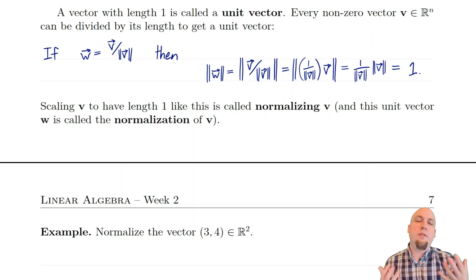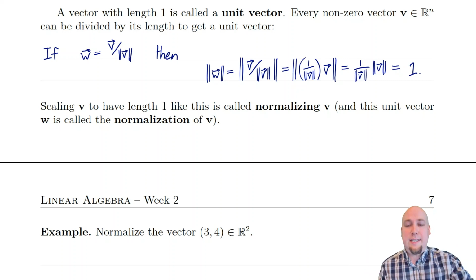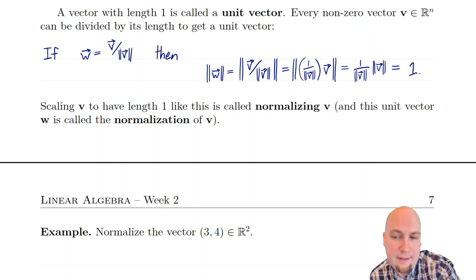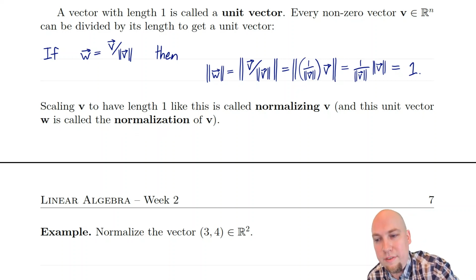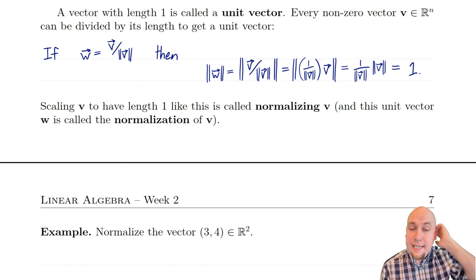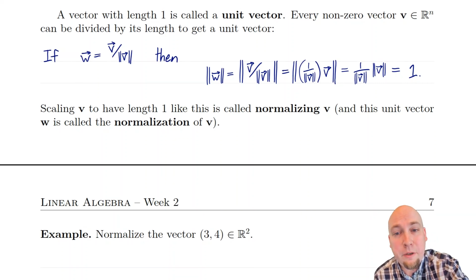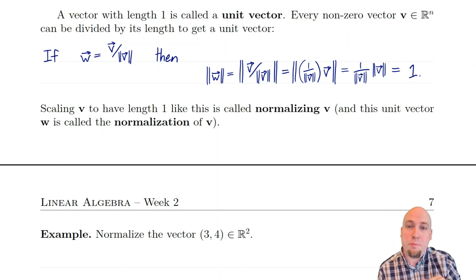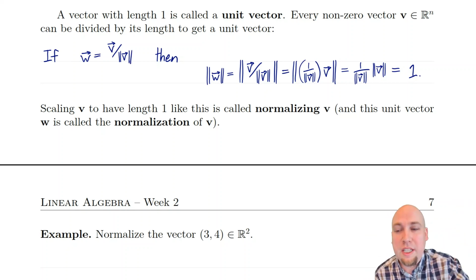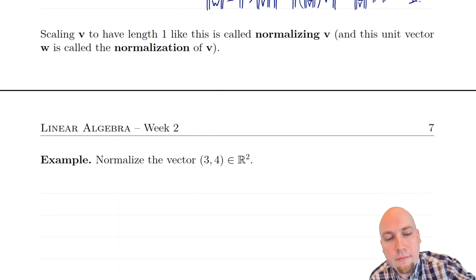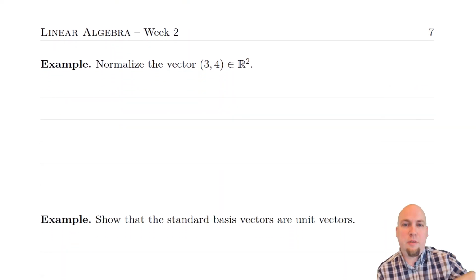Okay, when we take a vector and we scale it to have length 1, that's called normalizing the vector. Rescaling to have length 1 is called normalizing, and the rescaled vector is sometimes called the normalization of the original vector. The idea behind this is that this vector W tells us about the direction of V. It tells us what direction V is pointing in, but it doesn't tell us anything about the length of V. All right, so let's do a quick example to make sure that we understand normalization.